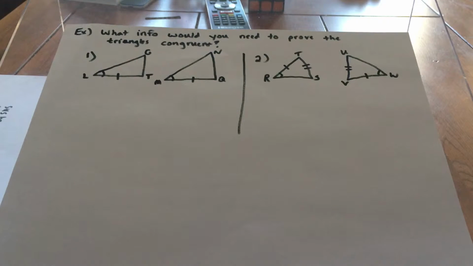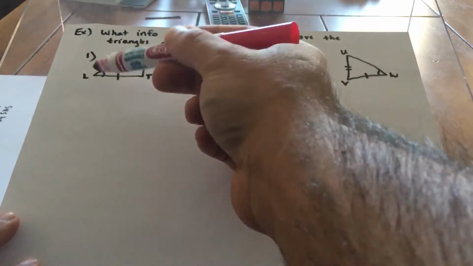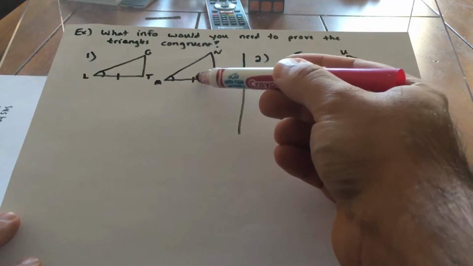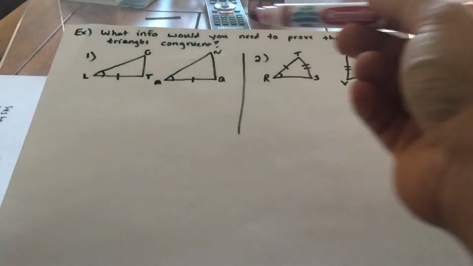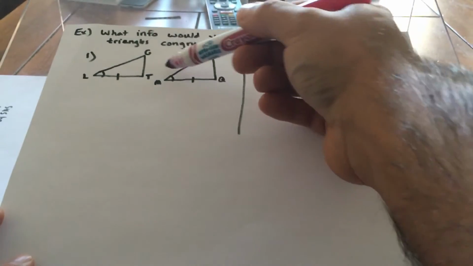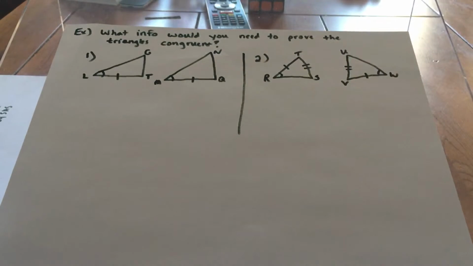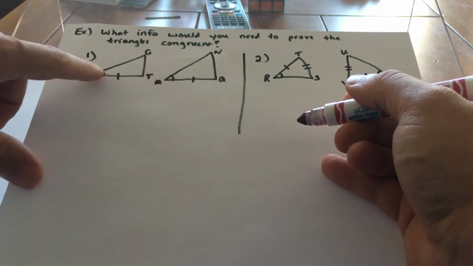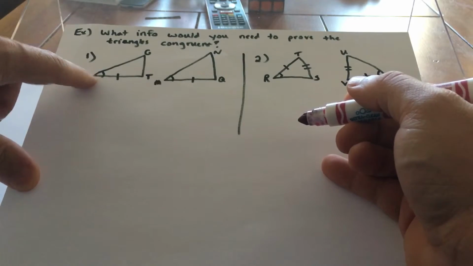In this example, basically, all we're asking is what info would you need to prove the triangles congruent. So let's look at number one. So we have triangle LGT and triangle MNQ, and we have LT is congruent to MQ. And then notice this little semicircle here, that says that those angles are congruent. And we do that the same way that we do the tick marks. If there's one little semicircle on each, that means that those two angles are congruent.